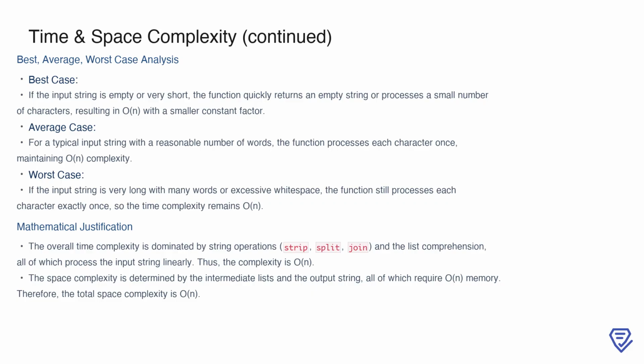Similarly, the space complexity is determined by the intermediate lists and the output string, which require O(n) memory. Thus, both the time and space complexities of the function are efficiently maintained at O(n).